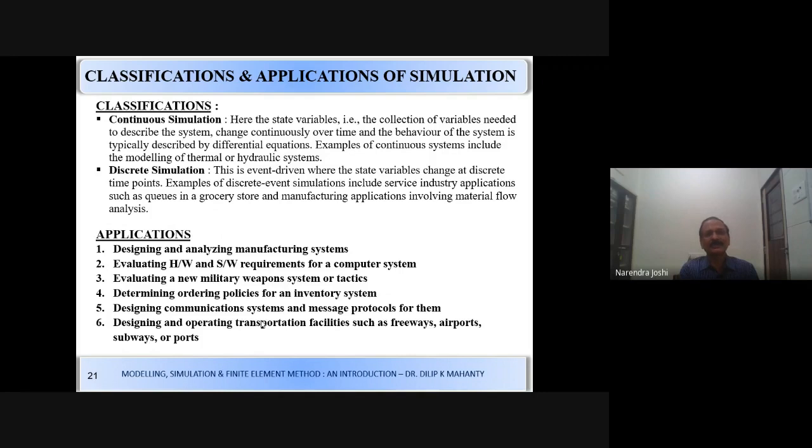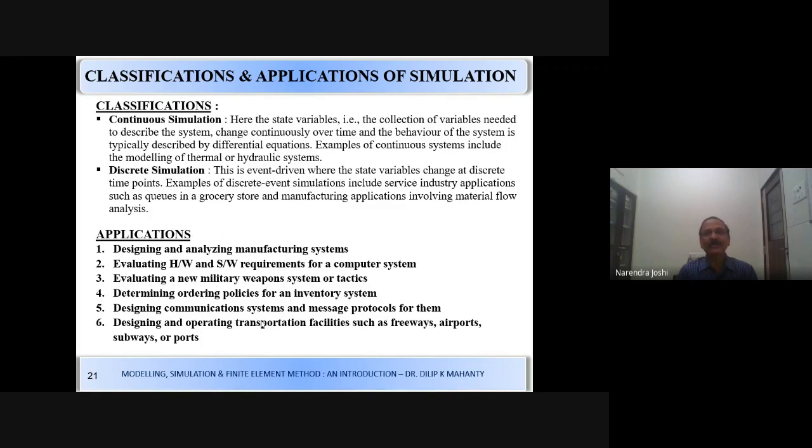There are different applications. If I look at our Indian systems: designing and analyzing manufacturing systems, evaluating hardware and software requirements for computer systems, evaluating new military weapon systems or tactics. In fact, a lot of war games have been developed over the last 2-3 decades, where we use different systems and tactics to overcome the difficulties in terrains or the environment.